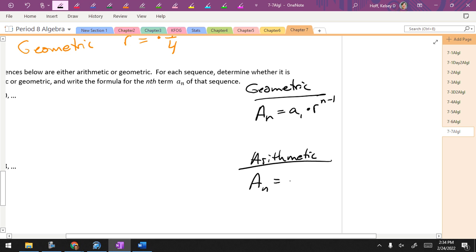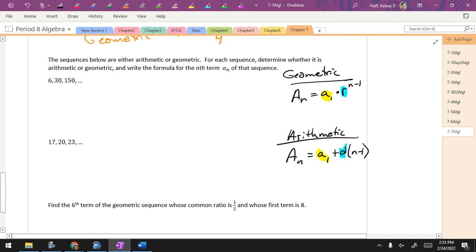A of n equals A of 1 plus d times n minus 1. In both of these, you got to replace the first term and then the ratio or the common difference. Okay? 6, 30, 150. Geometric. And 5, write the formula. Don't say it out loud. Geometric, write the formula for me.